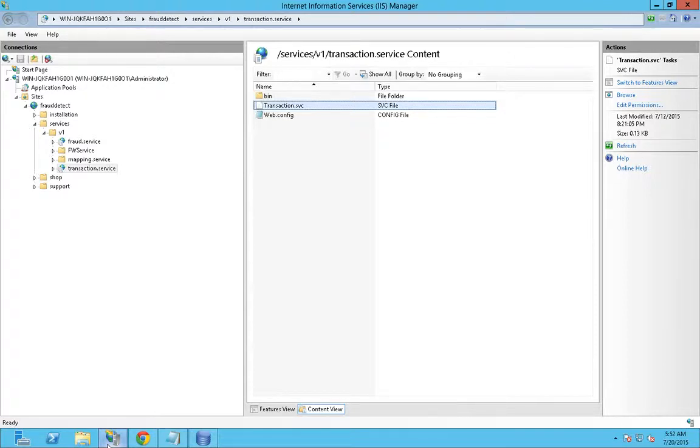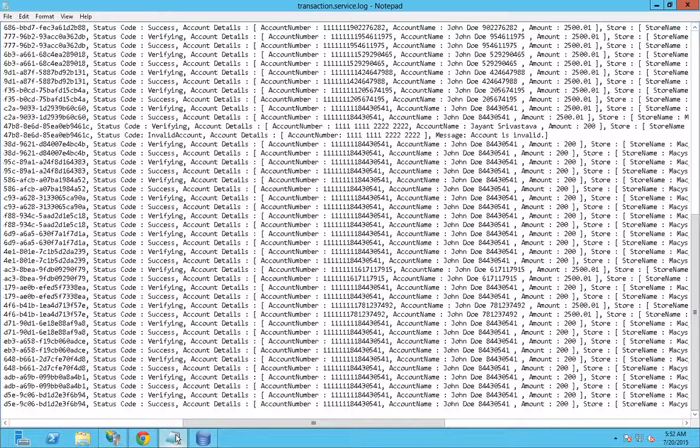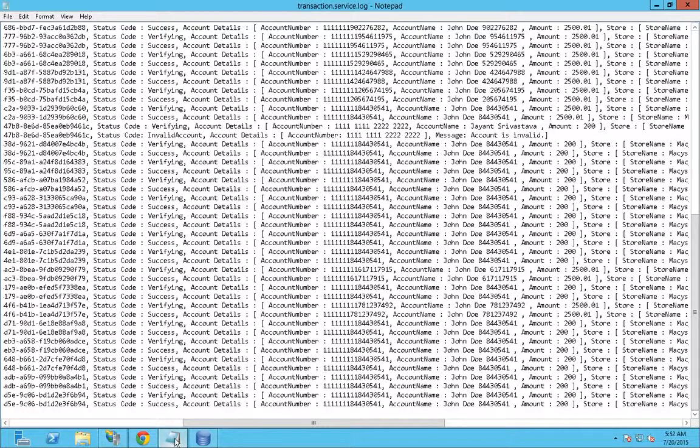Here we have a transaction service which validates the transaction, verifies if the credit card details are valid, the user is valid, and if there is enough money on the card to authorize the transaction. This information is in MongoDB. Once a transaction is verified or rejected, the information is recorded in a transaction log. These logs are forwarded to Splunk to be parsed and indexed.